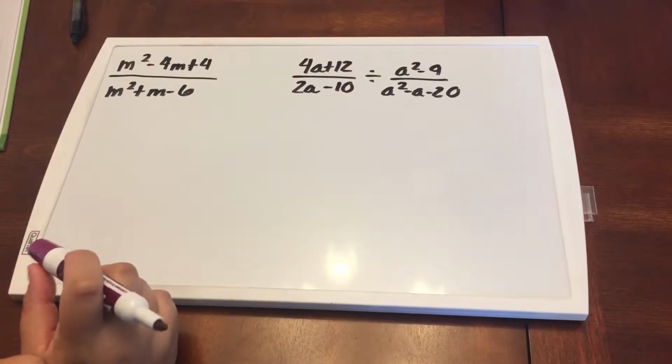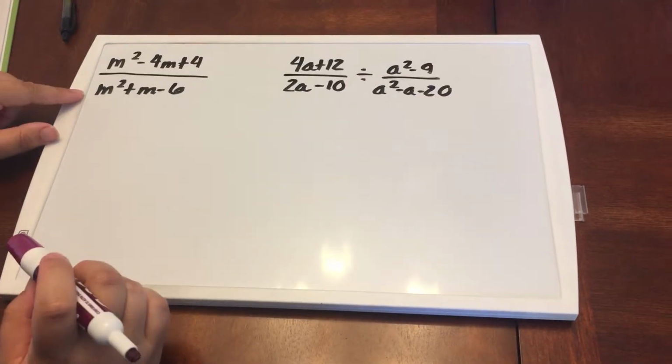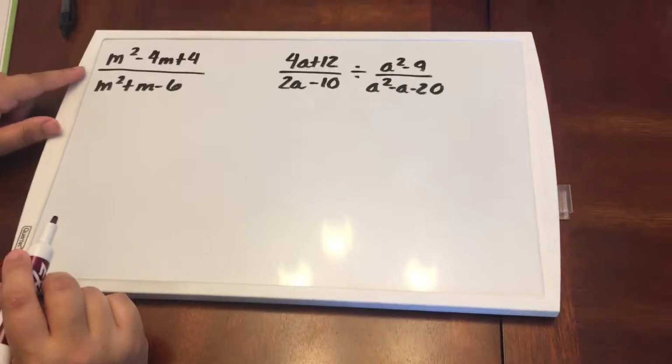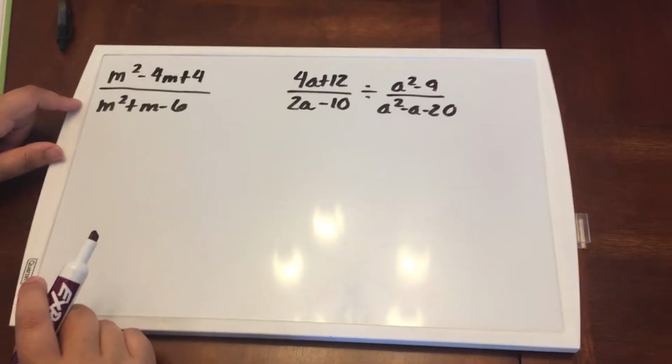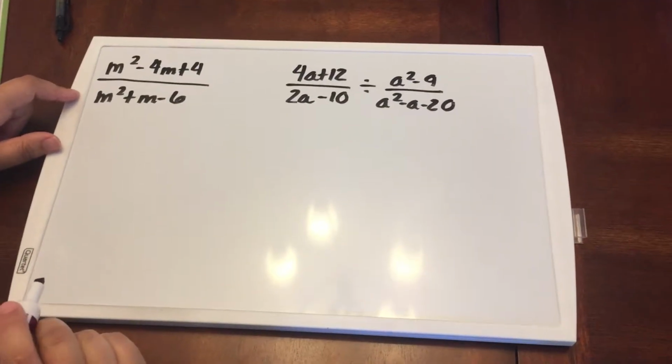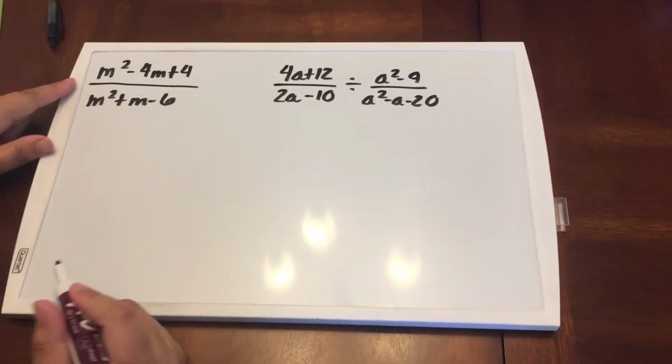Okay, so this is rational expressions. The first one, all we're supposed to do is just simplify it. So if you look, the first thing I want to do is factor the numerator and factor the denominator. We've already spent time factoring, so hopefully you'll be able to factor these very quickly.